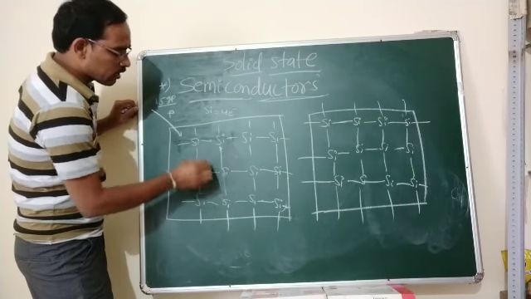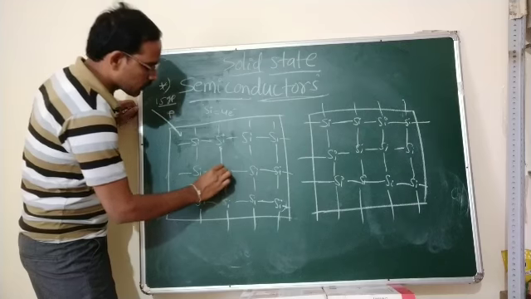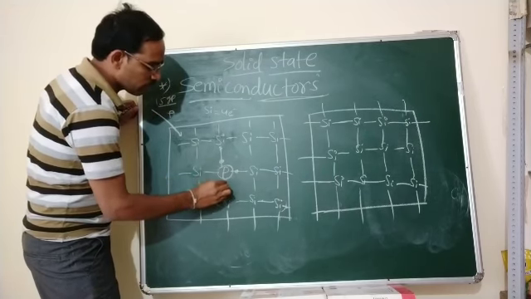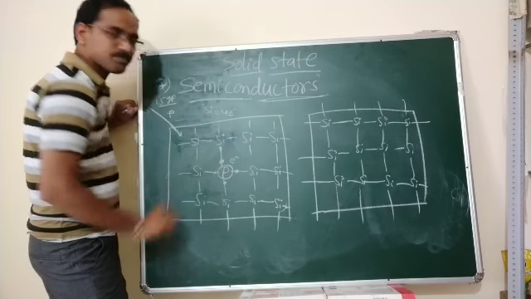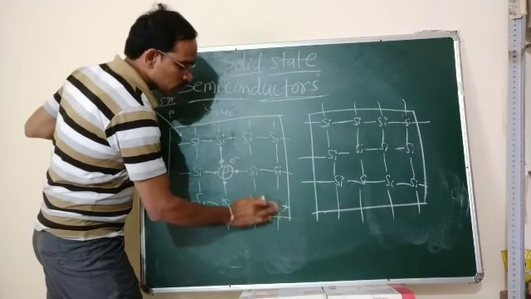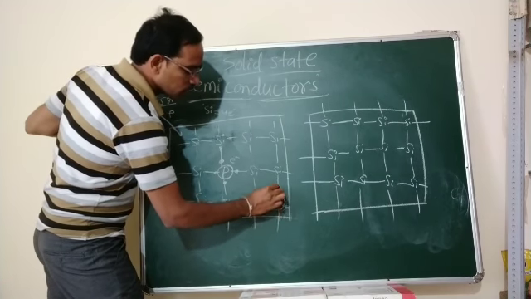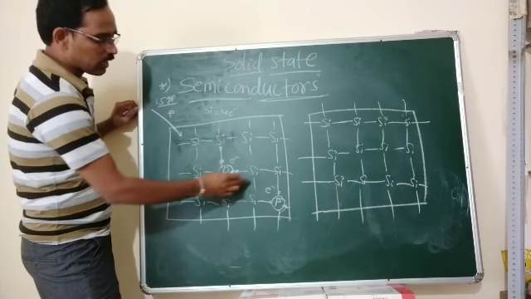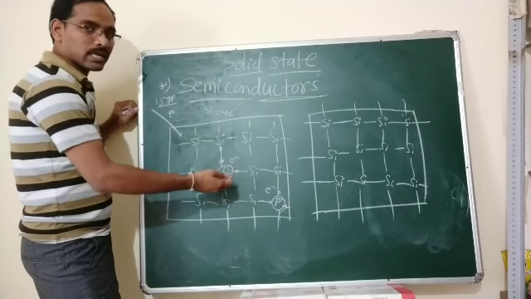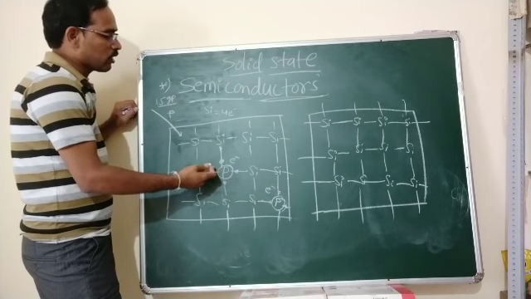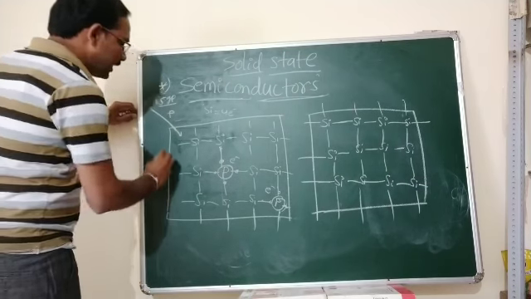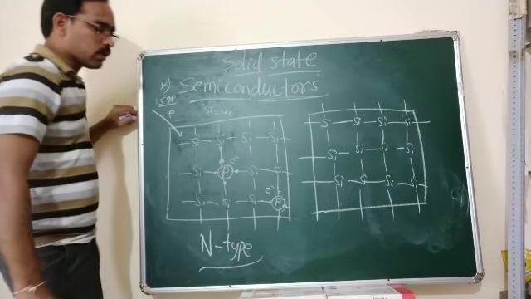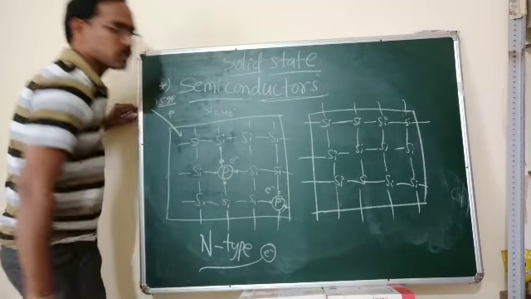Now this silicon is replaced by phosphorus. Phosphorus has 5 electrons, so 4 electrons are involved in the bonds and 1 electron is extra. If another phosphorus replaces silicon here, again 4 electrons are involved in bonding and 1 electron is extra. So the conclusion is that electrons are in excess. Whenever a semiconductor is electron rich, it is known as an N-type semiconductor. Here electrons are rich.